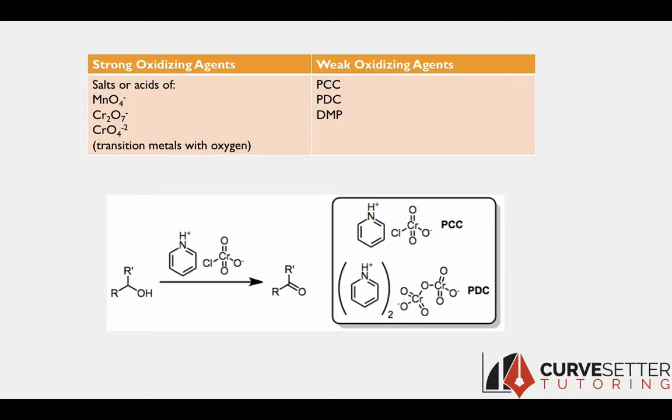So what is a strong or weak oxidizing agent? Well, specifically the ones that you should know. Essentially, if it's not one of these strong oxidizing agents, you can assume it's a weak oxidizing agent. So some ones that are especially strong oxidizing agents are salts or acids of these compounds, which are transition metals with oxygen. So MnO4-, Cr2O7-, CrO4-2. And some weak oxidizing agents are PCC, which is shown here, PDC, which is shown here, and DMP.